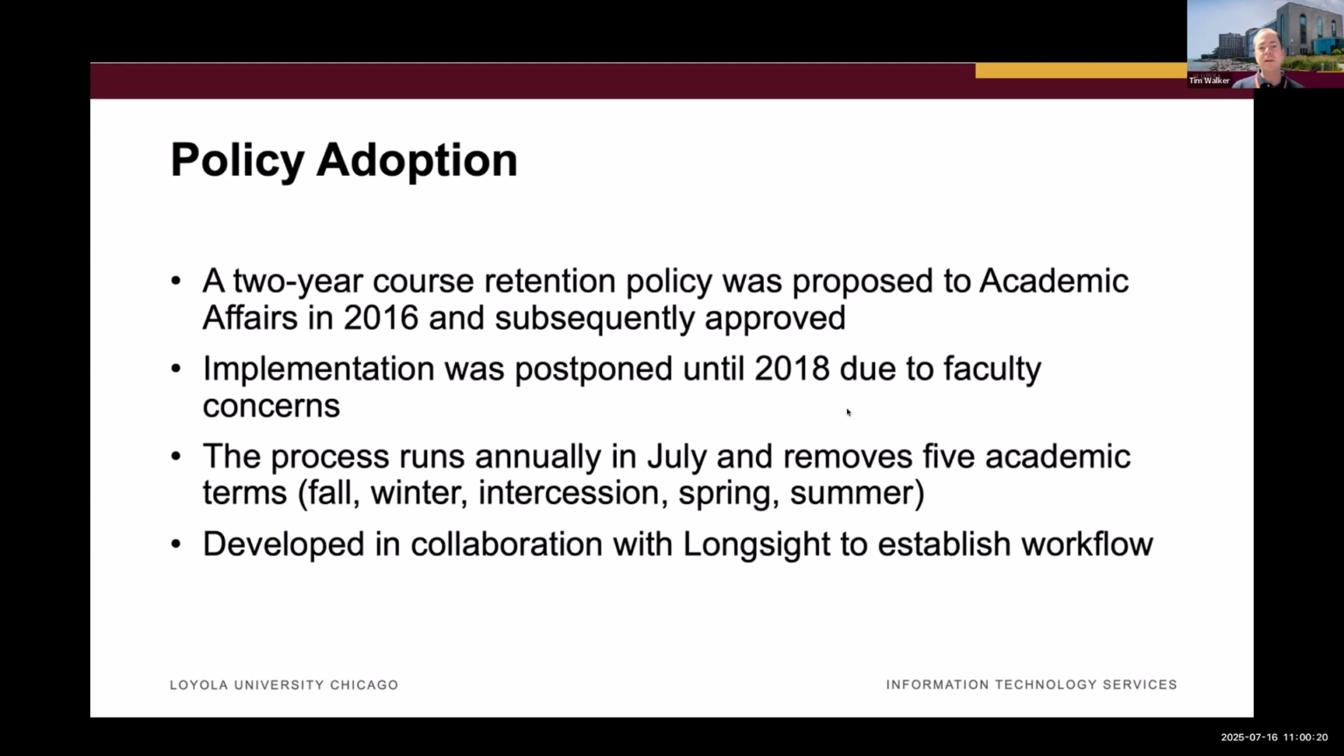The process runs annually in July for us, and it removes 5 academic terms. Our terms are fall, winter, an intersession we call a J term, spring, and summer. We do have 3 different summer sessions, but they're all grouped or coded as one. And then we worked with Wilma, Sam, and others at Longsight to establish what that workflow would look like.